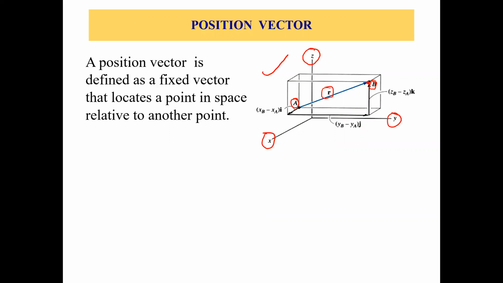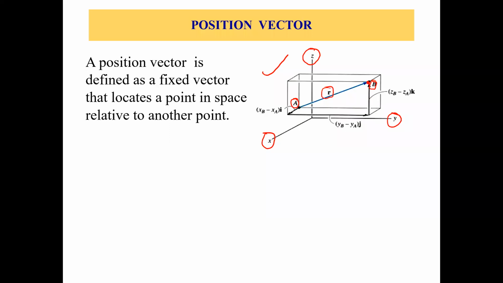Now, we have some coordinates of point A. Let's call them XA, YA, and ZA along X, Y, and Z coordinates. And we have three coordinates of point B. Let's call them XB, YB, and ZB, again along the X, Y, Z coordinates. So we have three coordinates of point A and three coordinates of point B.